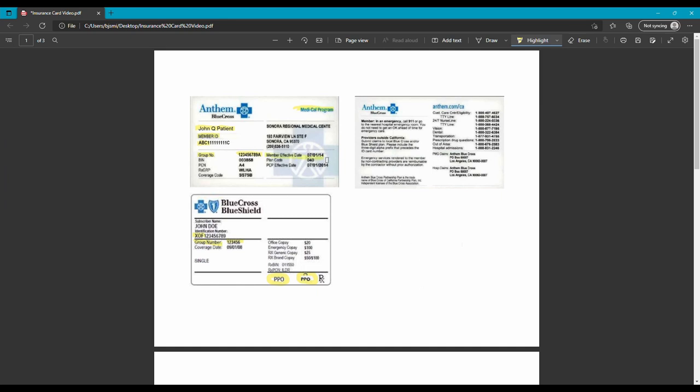Sometimes they'll have a member effective date, not always. If you have the information, I encourage you to enter it into the patient's chart, but if you don't have it, it's not that big of a deal. It's just helpful if you do.